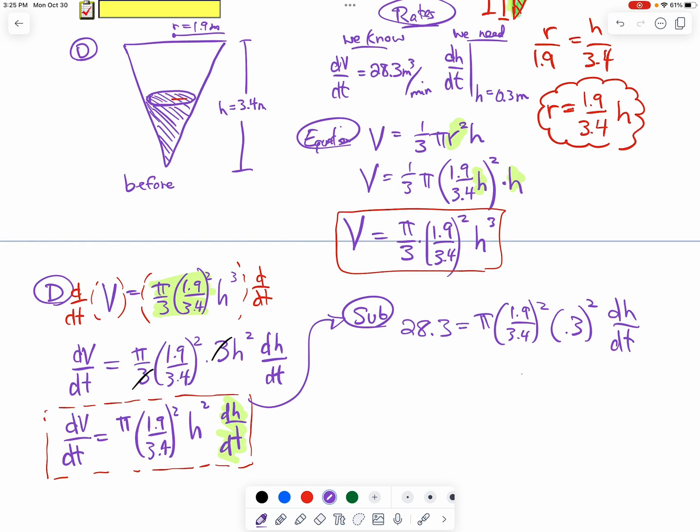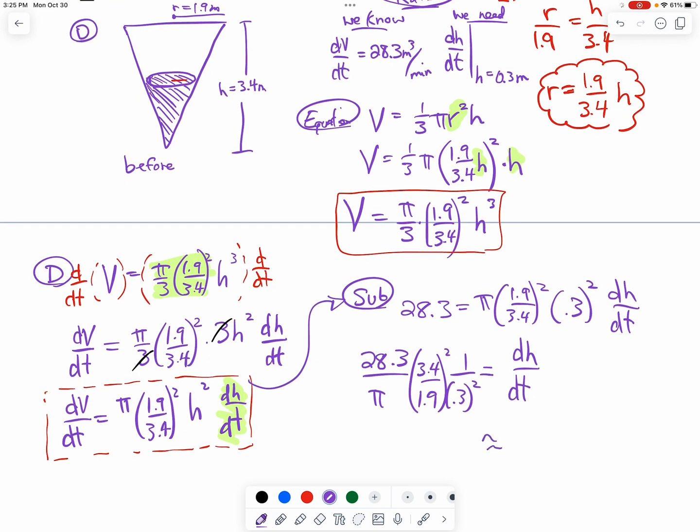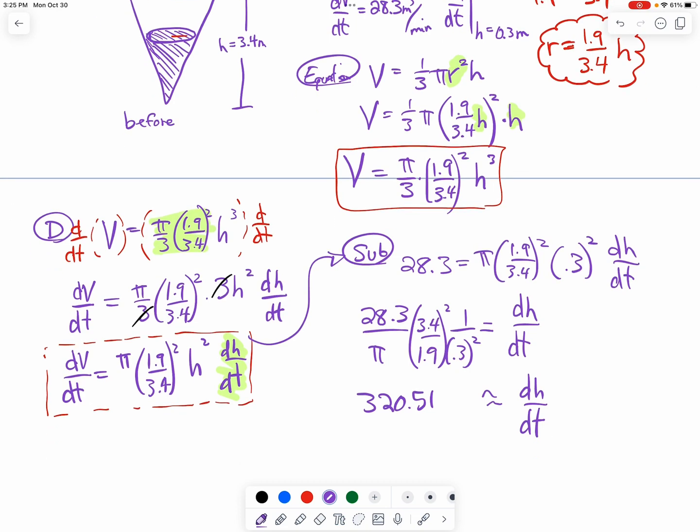At this point, you can put that all into a graphing calculator, and I think you're going to get 28.3 over pi. And then that fraction, which is 1.9 over 3.4 squared, becomes the reciprocal, which is 3.4 over 1.9 squared on the other side, all divided by 0.3 squared. That should come out to be roughly 320.51. That's dH/dt. What are the units on that? H is the height, so that's going to be a linear unit, meters per minute. 320.51 meters per minute.